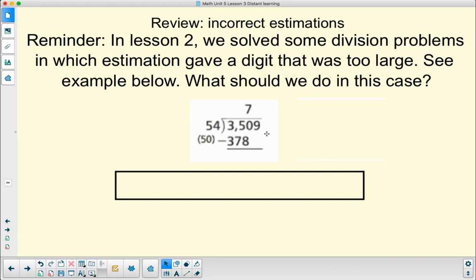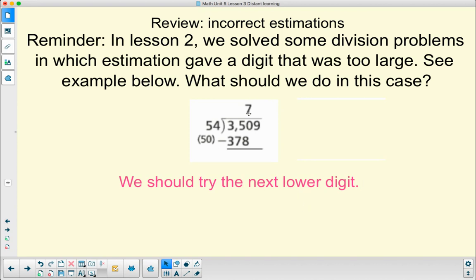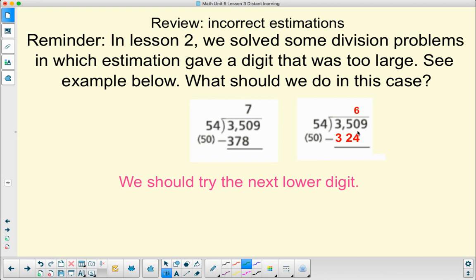I overestimated. So what should I do? That's right. We should try the next lower digit. So my 7, I should try 6. And when I try 6 and multiply it by 54, I get 324, which I can subtract. And when I do subtract that, I get 26. 26 is less than 54. I am good. So when I overestimate, I erase it and adjust it down 1.